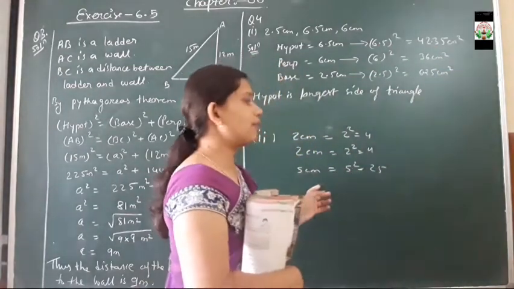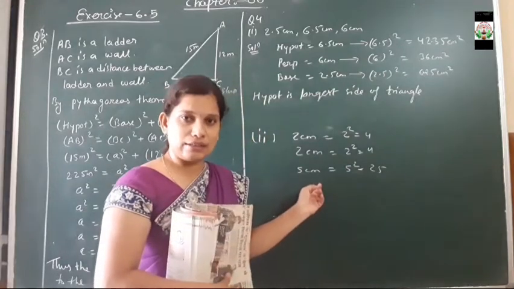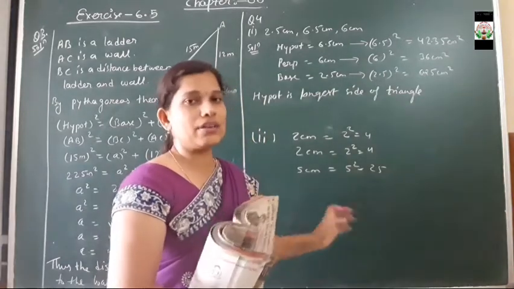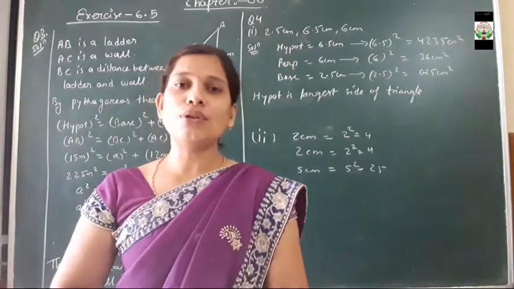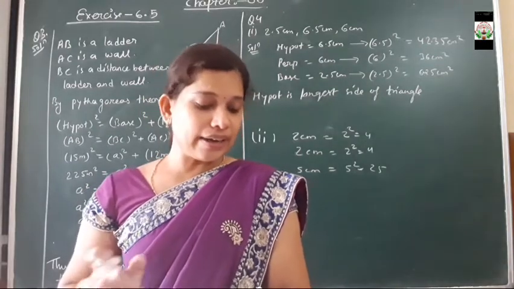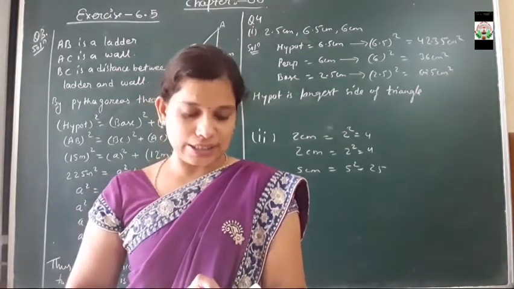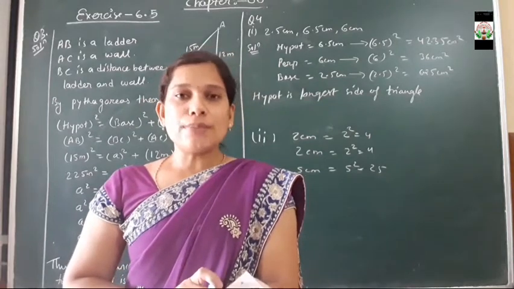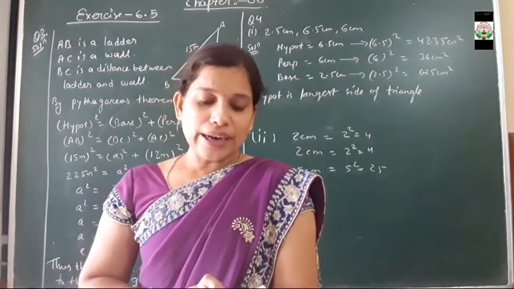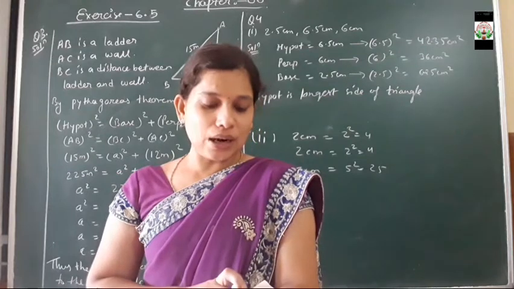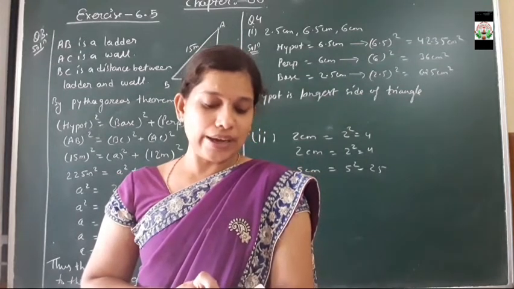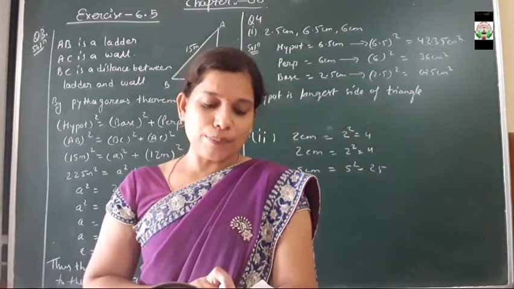While in the B part of question number 4, a right angle triangle is not possible. In the same way, try to solve the third part of question number 4. There you can see that the right angle triangle is possible in the third case. Then question number 5. A tree is broken at a height of 5 meter from the ground and its top touches the ground at a distance of 12 meter from the base of the tree.